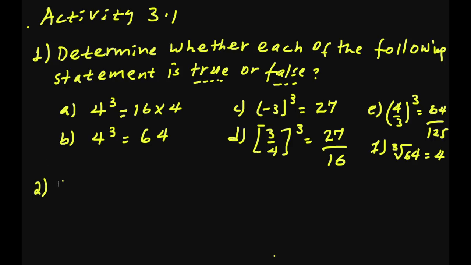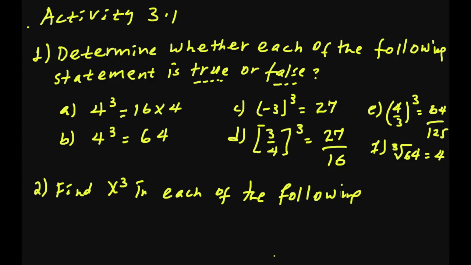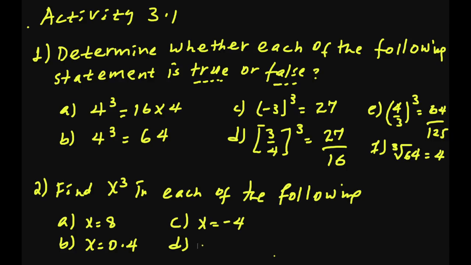Question two: find x cube in each of the following. A: x is equal to 8. B: x is equal to 0.4. C: x is equal to -4. D: x is equal to 1 over 4. E: x is equal to -1/5. F: x is equal to -0.2. This is the second question.